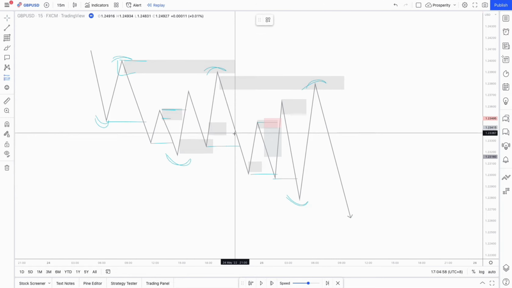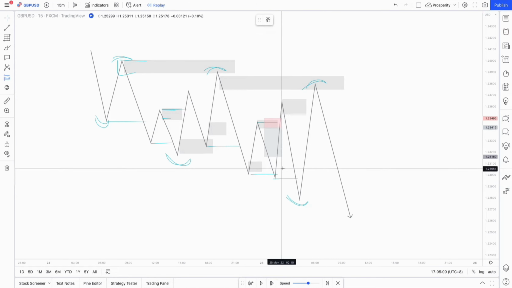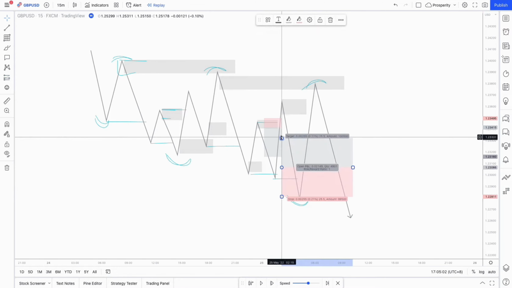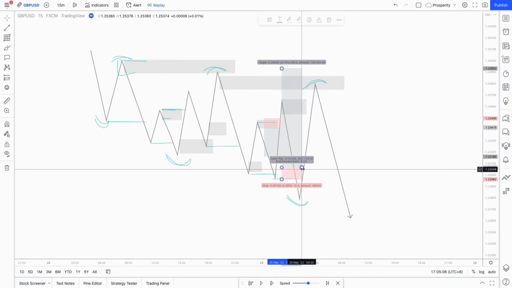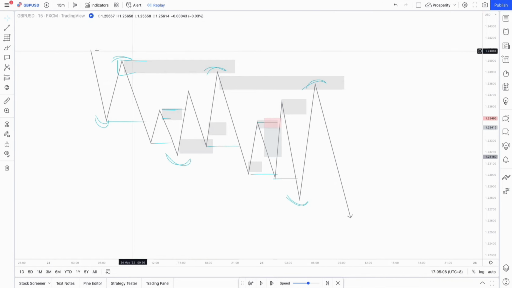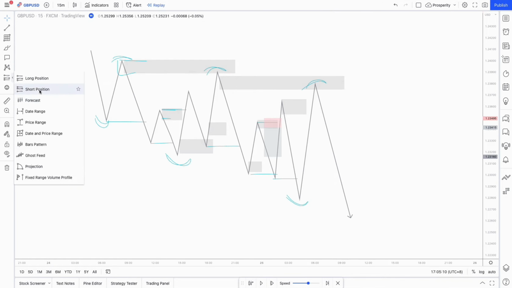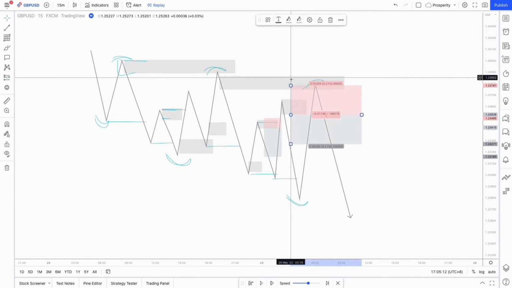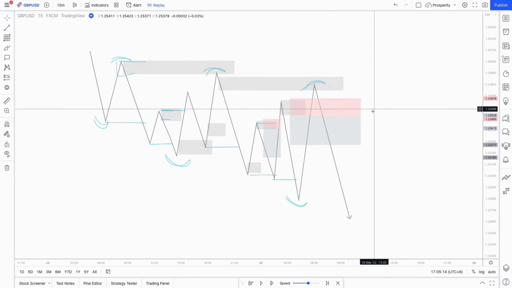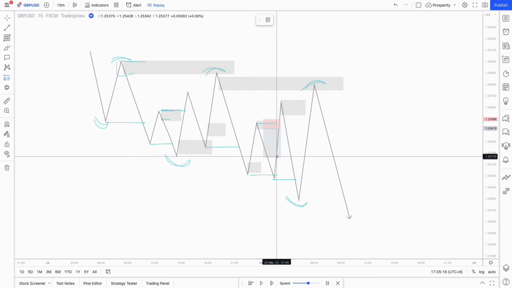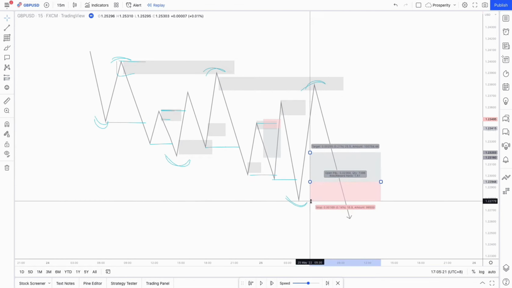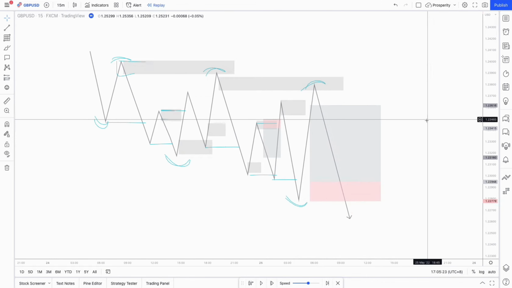And now they think demand is in control. So now they want to take a long from the demand that caused a change of character, and then they get stopped straight out there. Then they want to take a short because the long failed, and they put a short on in here, and then they got stopped out of there. Then they want to finally take one more long, and they get stopped out there.